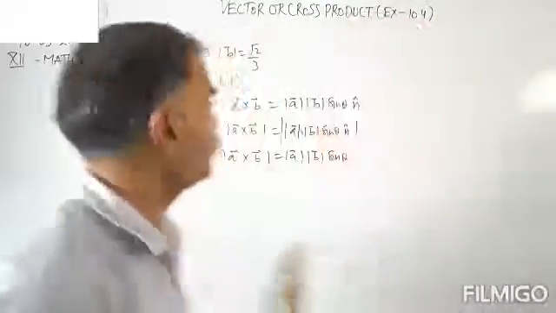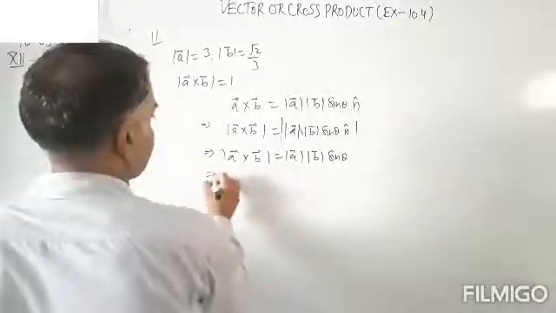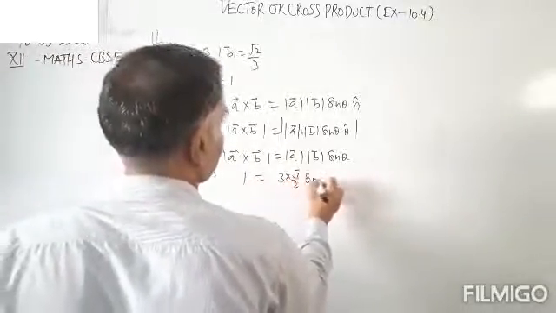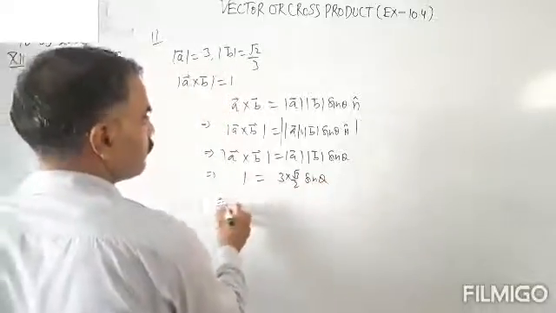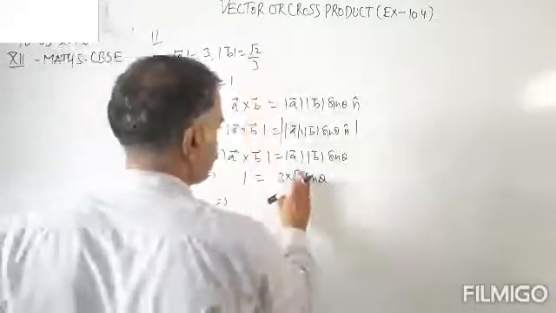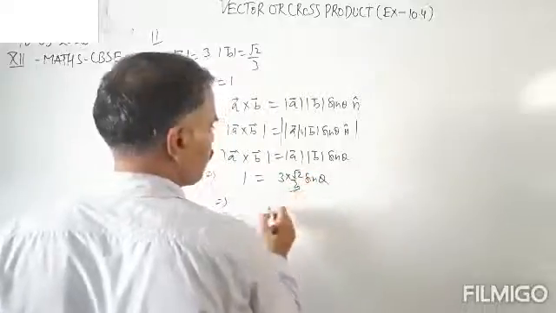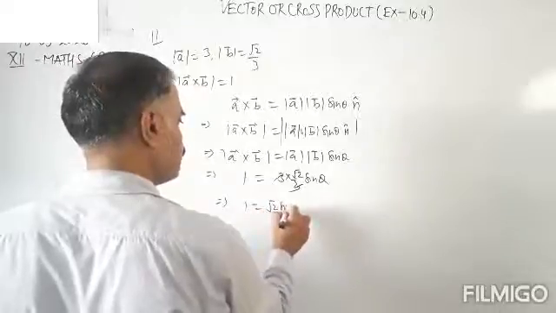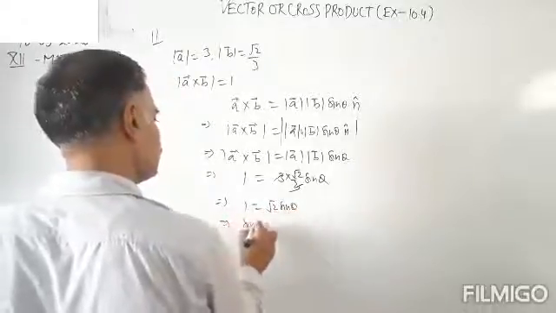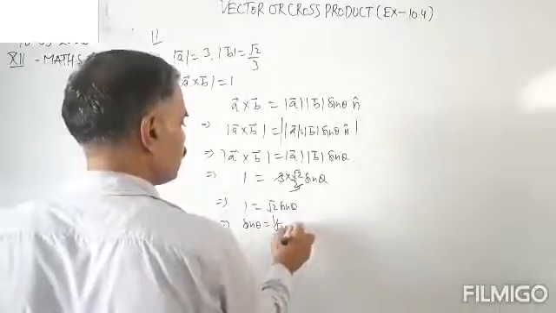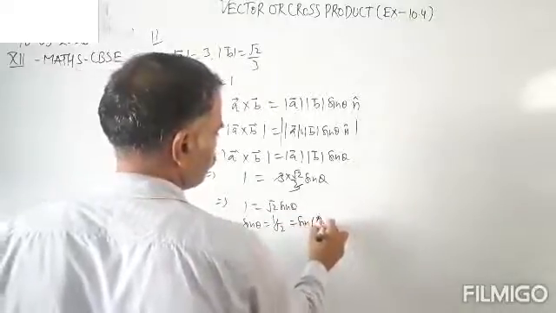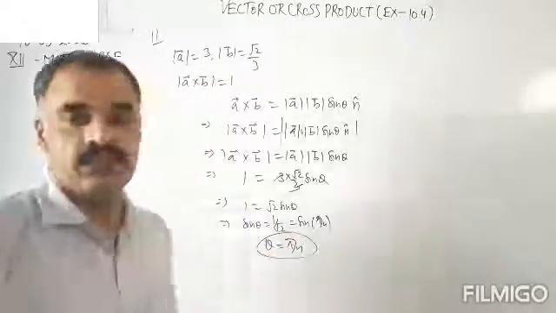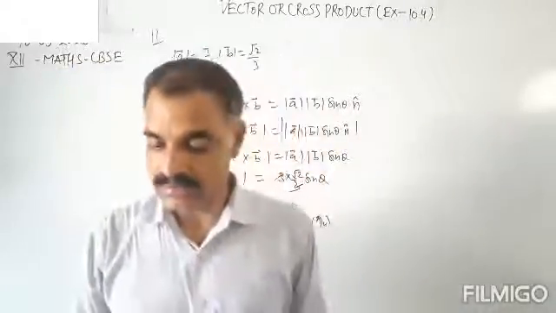Now using the values, this is 1 equals 3 into under root 2 by 3 sin theta. So 3 will cancel 3, and 1 equals under root 2 sin theta, which means sin theta equals 1 by under root 2, and this equals sin pi by 4. So theta is equal to pi upon 4, which means 45 degrees. Now the last question.